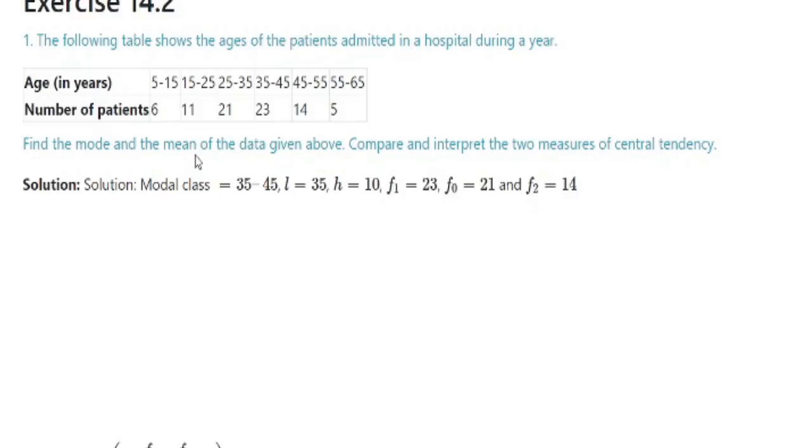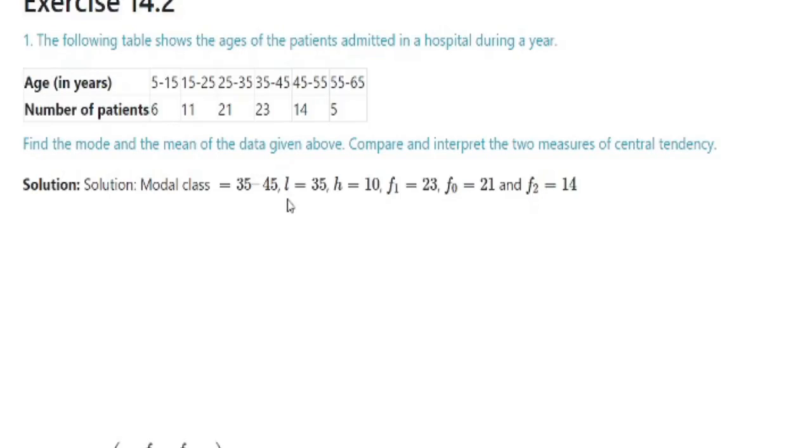Mode and mean are also called measures of central tendency. And one more measure is there, that is median. So mean, median, mode are known as measures of central tendency. For finding the mode, first you have to find the model class. For the model class, first you have to check the frequencies. Frequencies are 6, 11, 21, 23, 14 and 5, in which the highest frequency is 23. So the model class is 35 to 45.